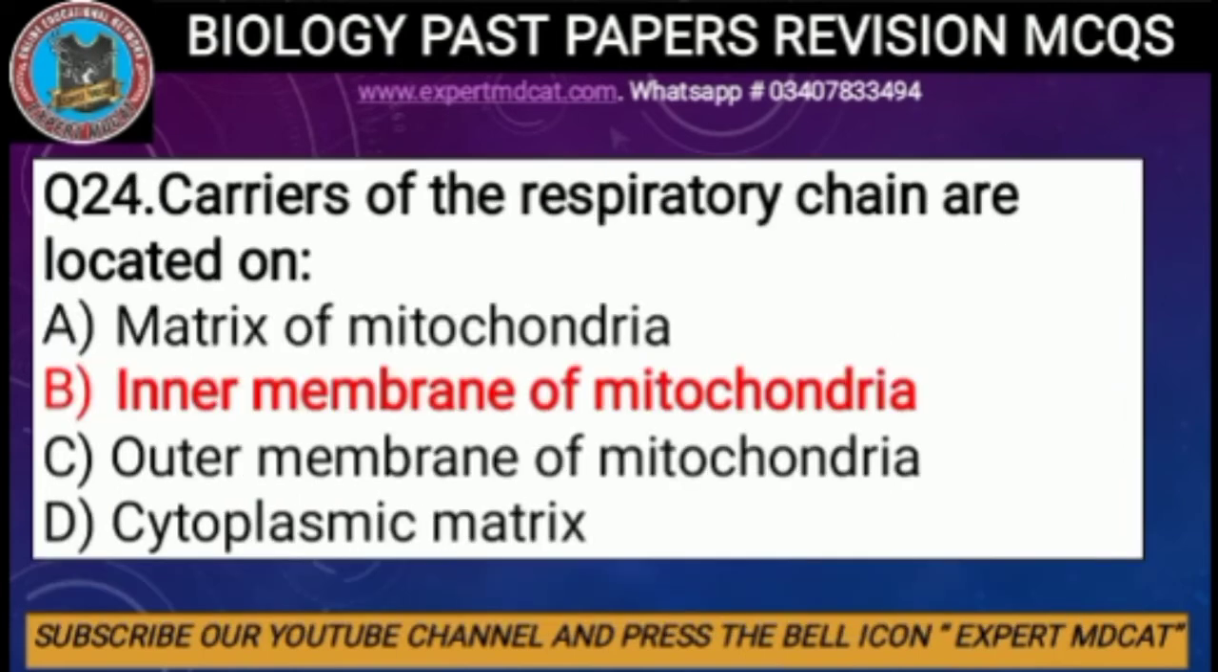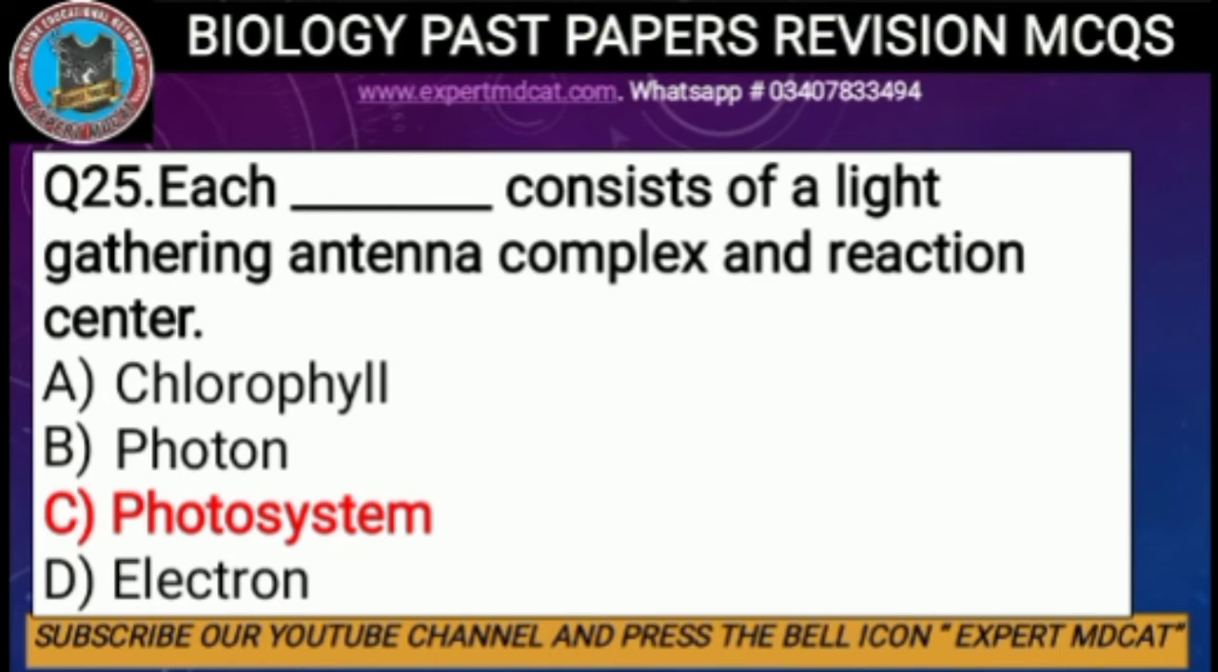Question number 24: carriers of the respiratory chain are located on. These are located in the inner membrane of mitochondria, and option number B is correct. Question number 25: each dash consists of a light gathering antenna complex and reaction center. Each photosystem consists of a light gathering antenna complex and reaction center. So it's the simplest one.